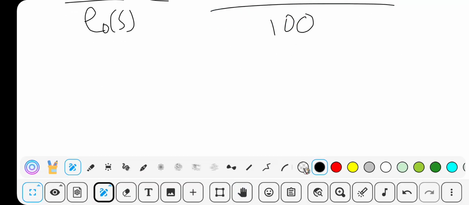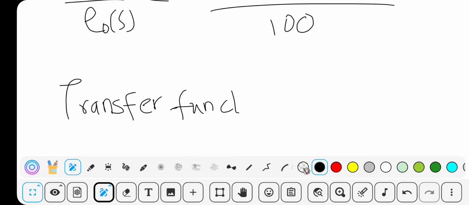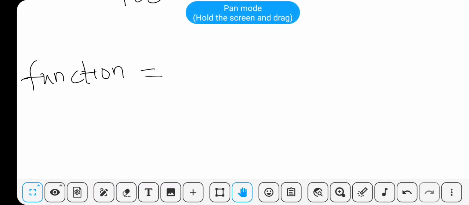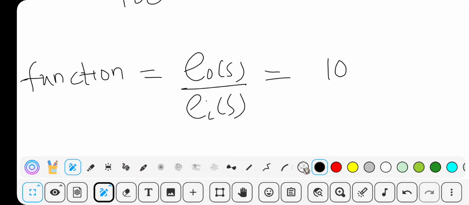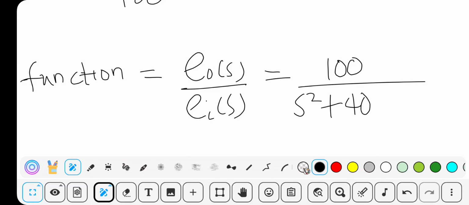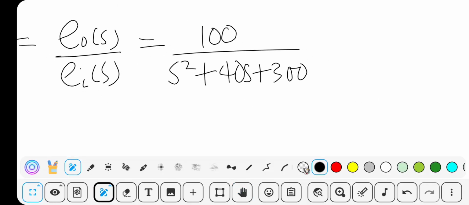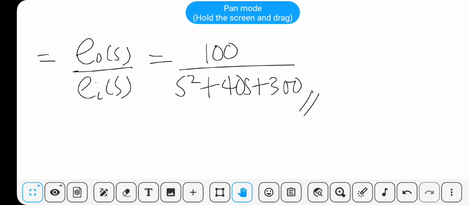So now the transfer function is the inverse. Transfer function is equal to output over input, which is equal to 100 divided by s squared plus 40s plus 300. So this is the answer to this question.